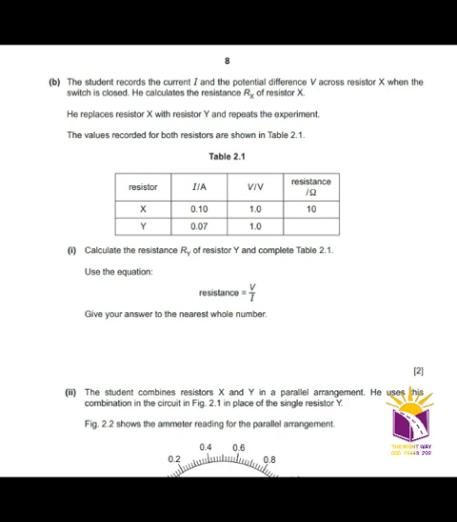Calculate the resistance Ry of resistor Y and complete table 2.1. Use the equation R equal to V over I. Give your answer to the nearest whole number. So we know that the value of V is 1 volt and the value of I is 0.07. So our resistance will become 14.3, but because we have to give the nearest whole number, we are going to write it as 14.